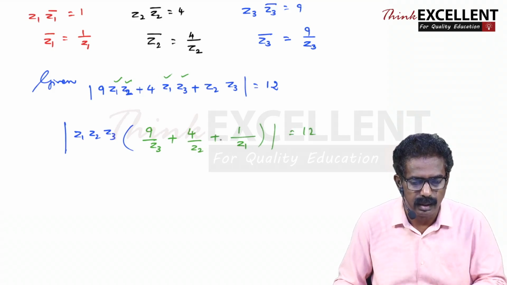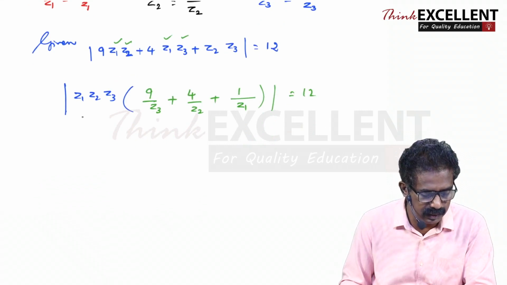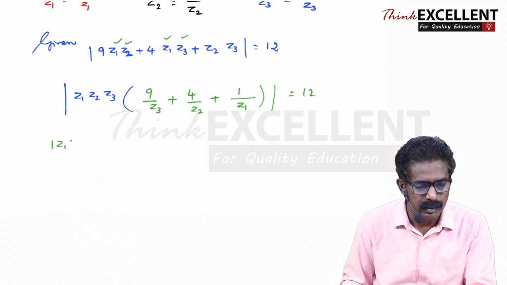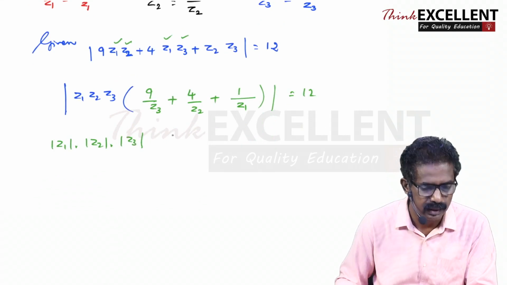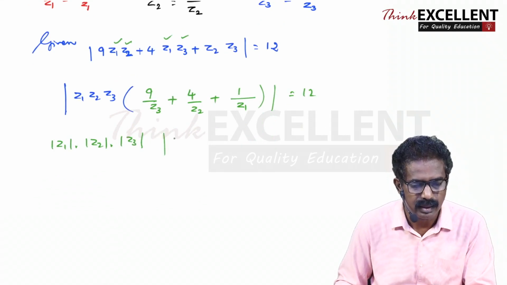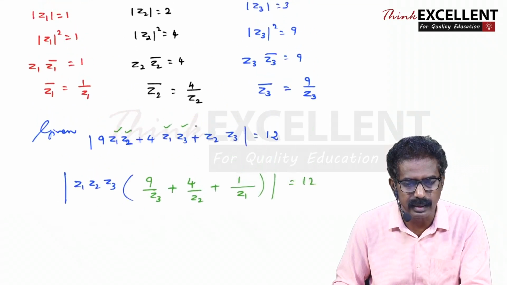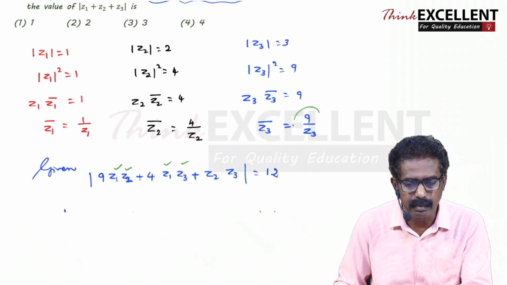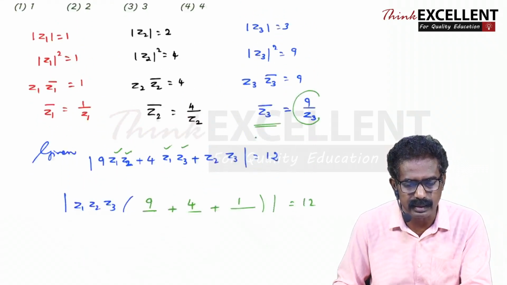Equal to 12. When you split everything, so modulus Z1 into modulus Z2 into modulus Z3 into modulus of 9 by Z3. Listen, 9 by Z3 is Z3 bar.